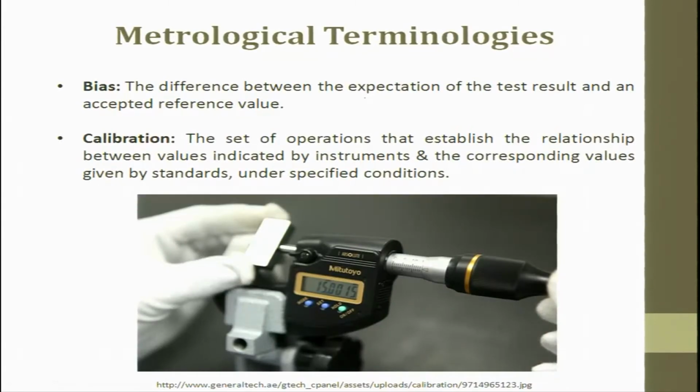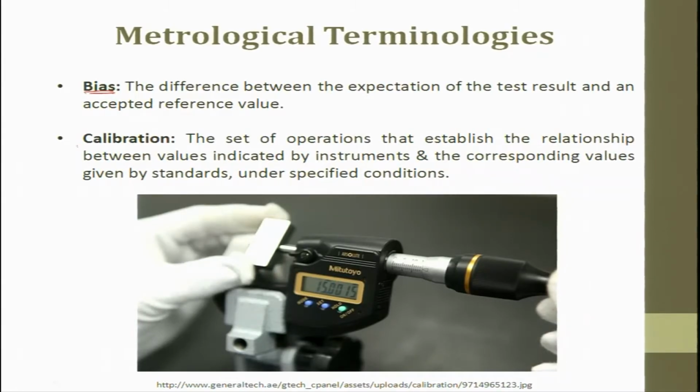Bias. The difference between the expectation of the test result and an accepted reference value is called bias. The difference, I repeat, between the expectation of the test result, you expect some test result, and an accepted reference value is nothing but bias.